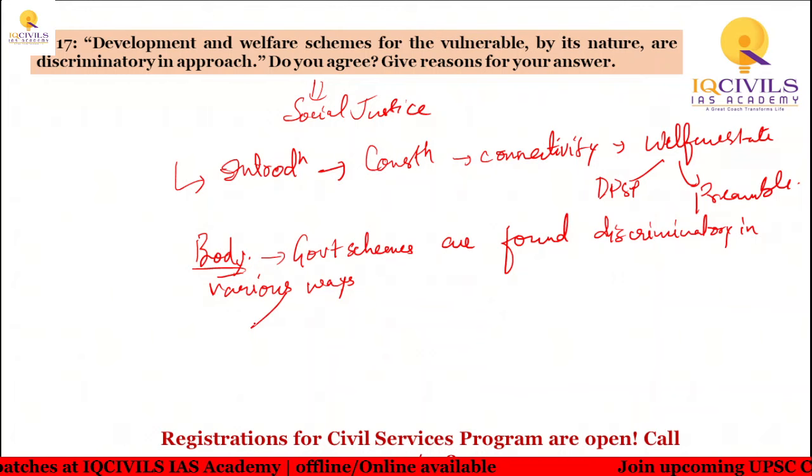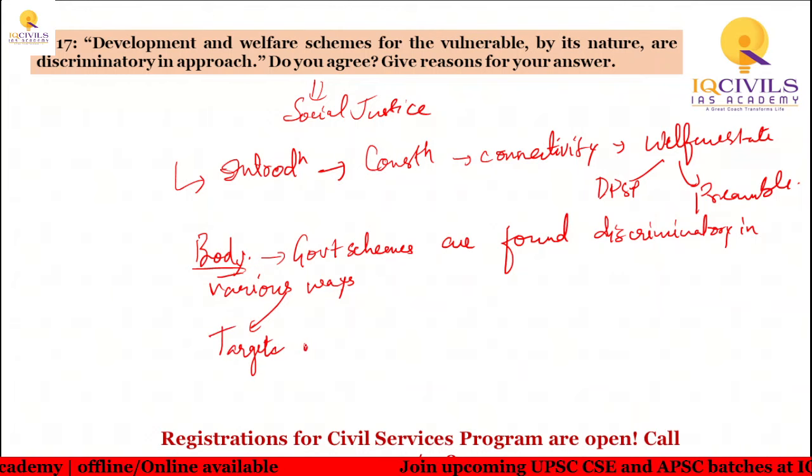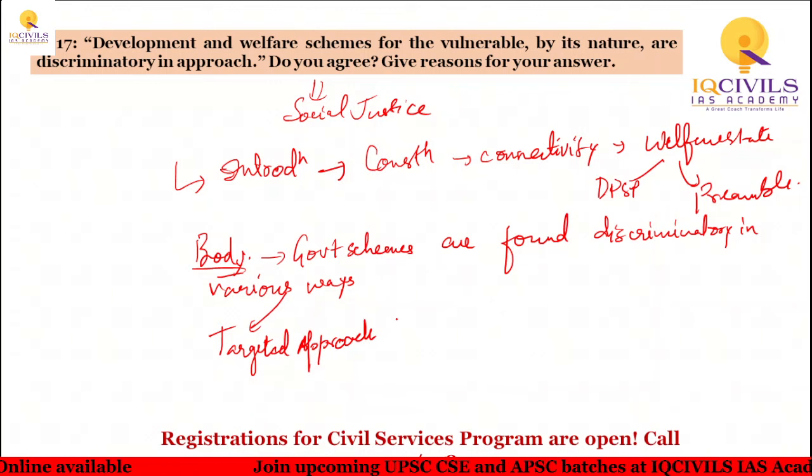For example, how will you justify this? You can mention the targeted approach. Now what does targeted approach mean, how to explain it? The targeted approach is the most fundamental thing for welfare schemes, which is considered discriminatory because it treats different segments of the population differently. Clear?